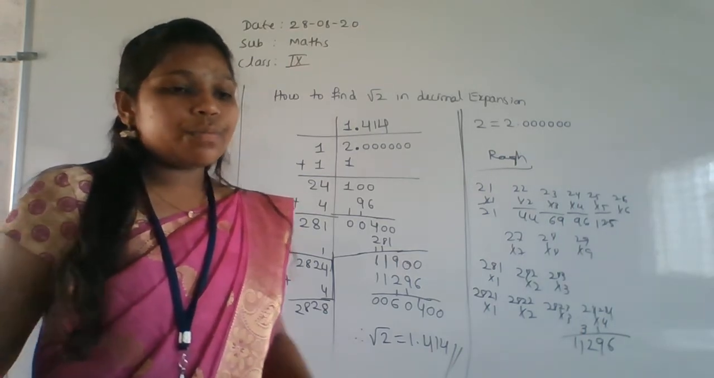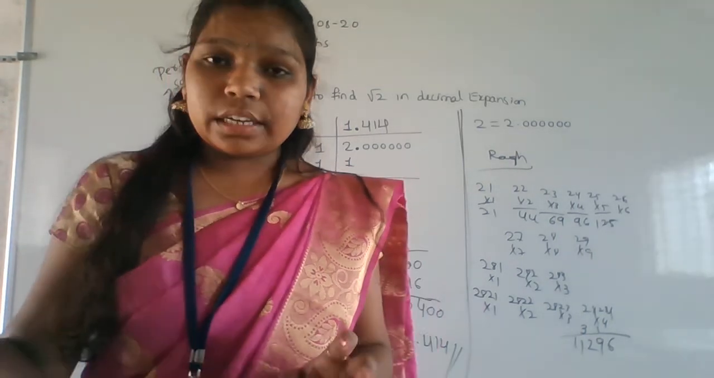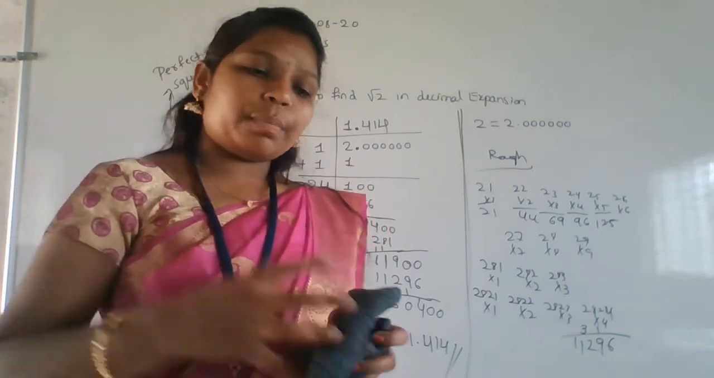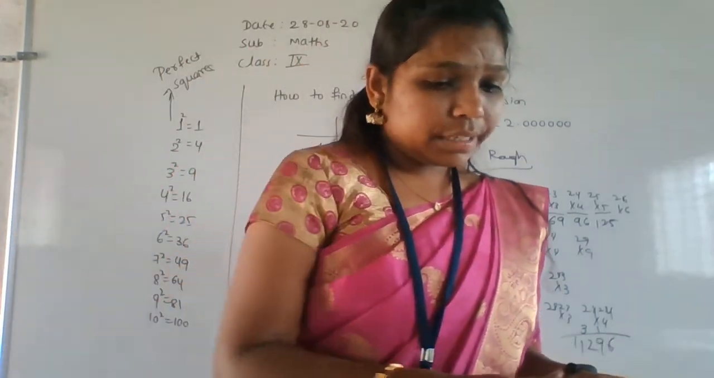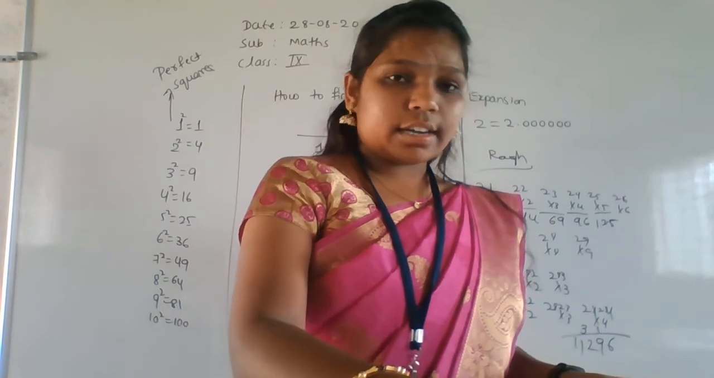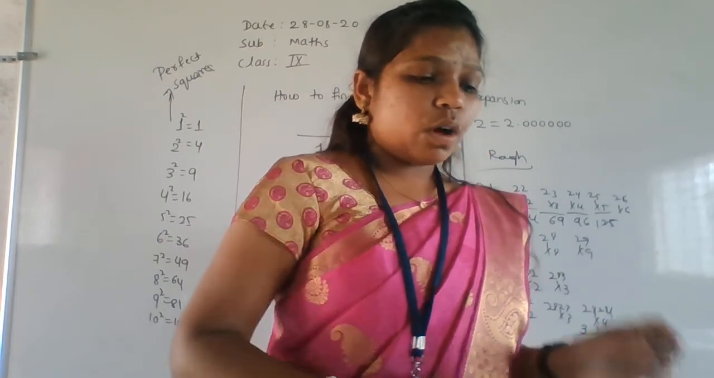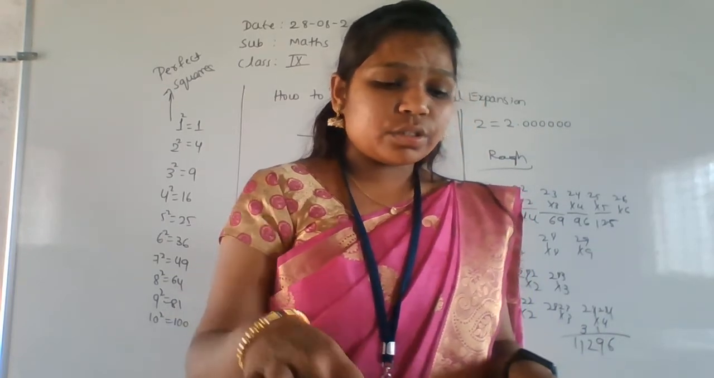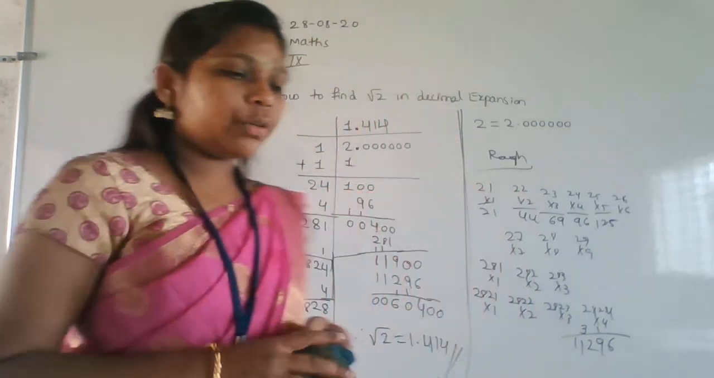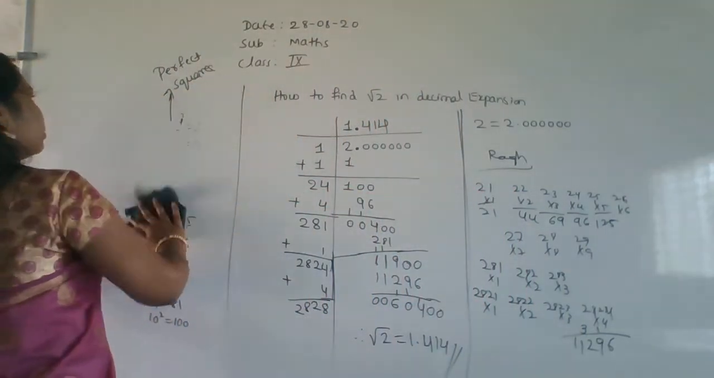Okay, so we'll do root 3 in the next class, and we completed the representation of real numbers on a number line. So after that we are having operations on real numbers. We'll continue that, operations on real numbers.